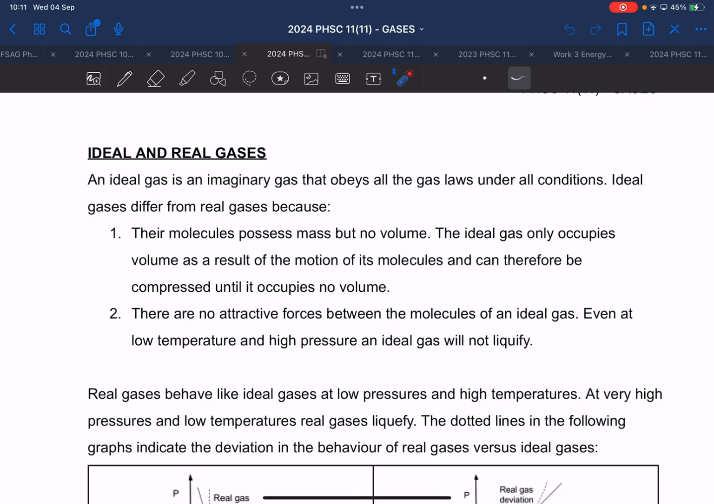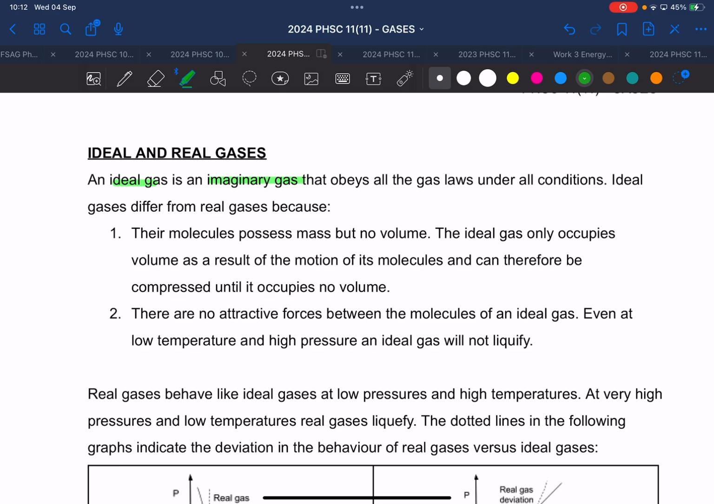Ideal and real gases. It says, an ideal gas is an imaginary gas. Tato, what is an imaginary gas? What is that? Is your imaginary friend in the class today? It doesn't exist, it's made up.